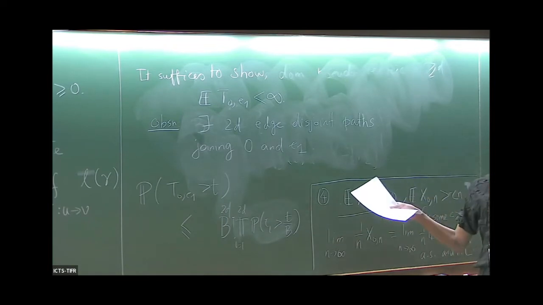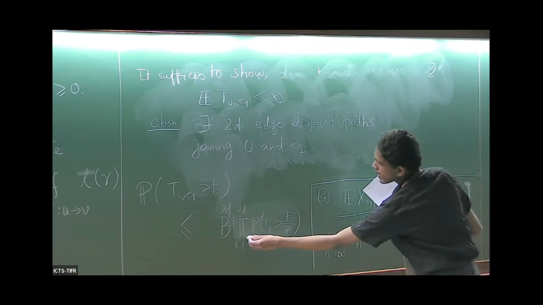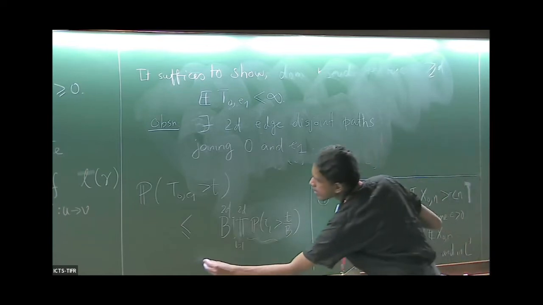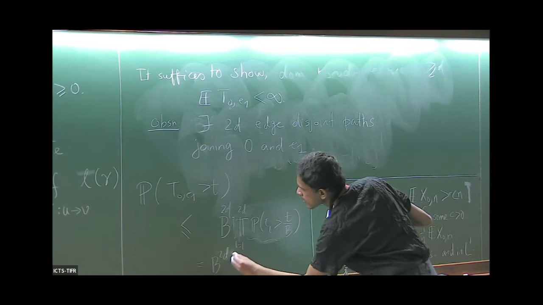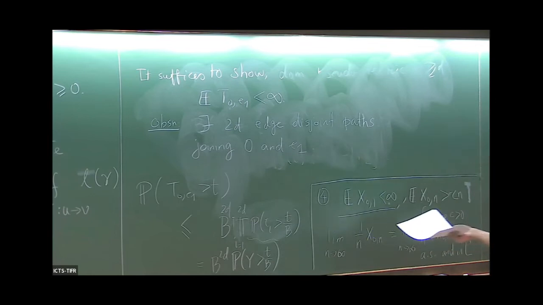Now these are all edge disjoint, hence independent. So I take a product. Now when I take this product, just by definition, y is the minimum of 2d many copies of tau i's. So this is simply... now b is simply a constant. So it says that the tail of t0 e1 decays at most like the tail of y. So as long as y has finite expectation, t0 e1 will also have finite expectation.